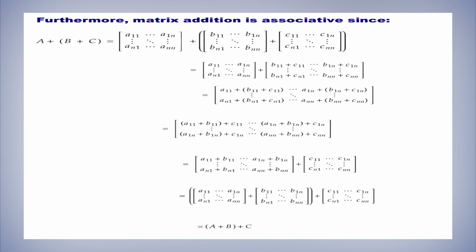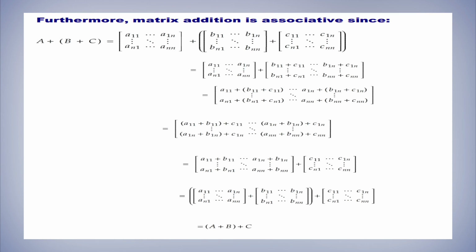Furthermore, matrix addition is associative since (A + B) + C = A + (B + C). Here we will take the matrix A as A11, A12 and so on up to A1n, like this AN1, AN2 and so on ANN. Next we will take the matrix B as B11, B12 and so on B1n and BN1, BN2 and so on BNN. The next matrix C, as you try, write C11, C12 and so on C1n and CN1, CN2 and so on CNN. Now we are going to add B plus C.